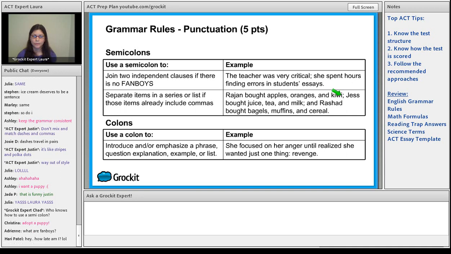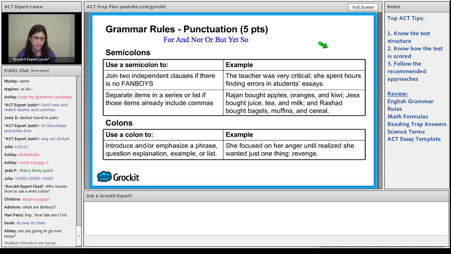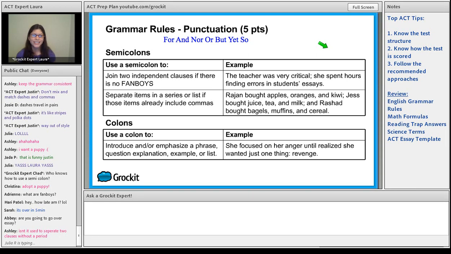FANBOYS are the words for, and, nor, or, but, yet, and so. When you put those with a comma, they separate independent clauses. So you could say, I like cake and I like ice cream, or I like cake but I don't like ice cream, which doesn't make any sense. They go together. And then for a colon, those are really just similar to dashes. They set off a phrase or an explanation. They are not semicolons. Colons and semicolons are not interchangeable.